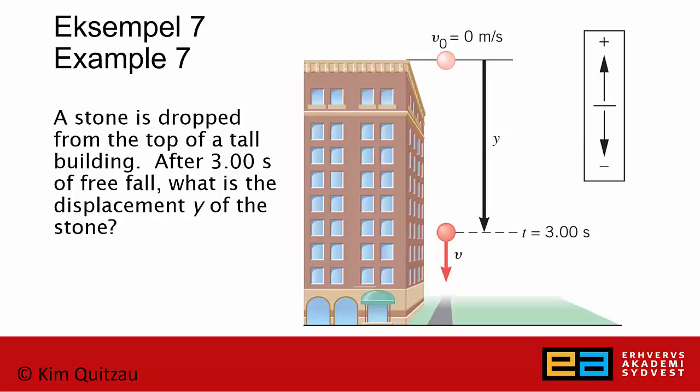An example. A stone is dropped from the top of a tall building. After 3 seconds of free fall, what is the displacement y of the stone? We have a drawing. We have decided what direction is positive and what direction is negative.